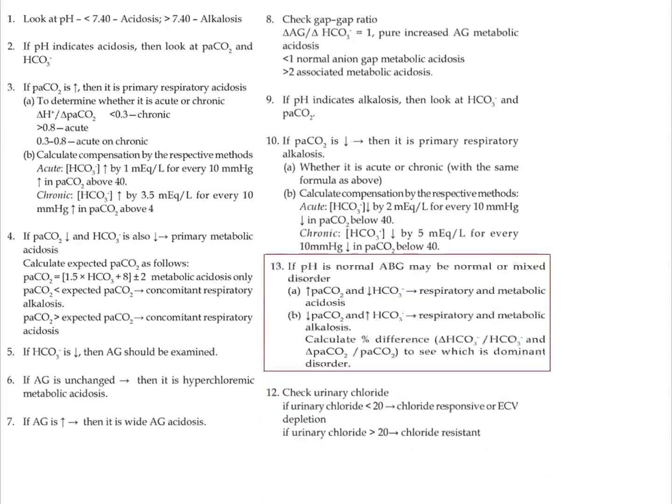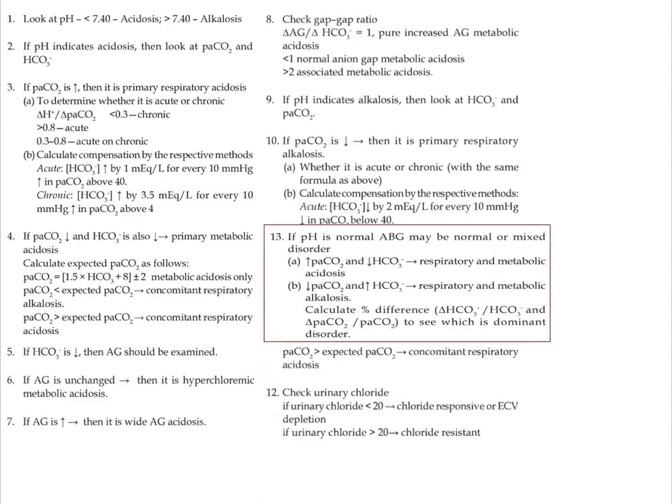And the most important thing is when there is a mixed disorder. What is this mixed disorder? When do you get that doubt? If in your ABG your pH is normal, that is 7.4, but there is an abnormality in your PaCO2 and bicarb, then the first thing you need to keep in mind is, yes, this is a mixed disorder. Now, what is the primary here? How to calculate the primary? Whether it is respiratory or metabolic.